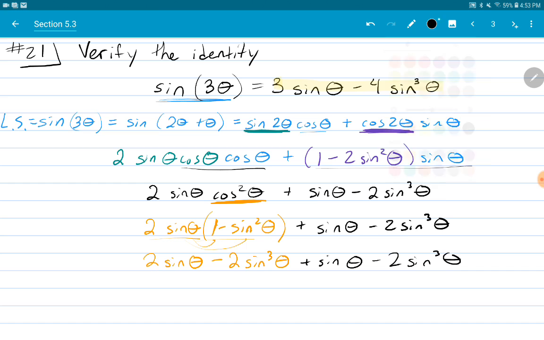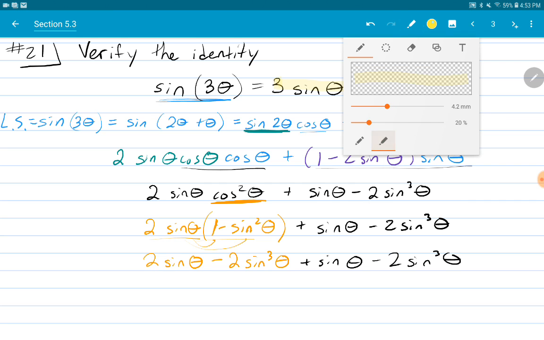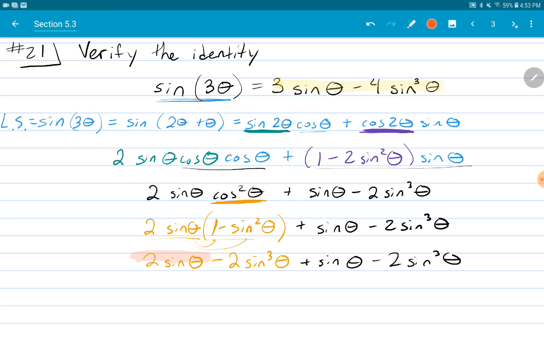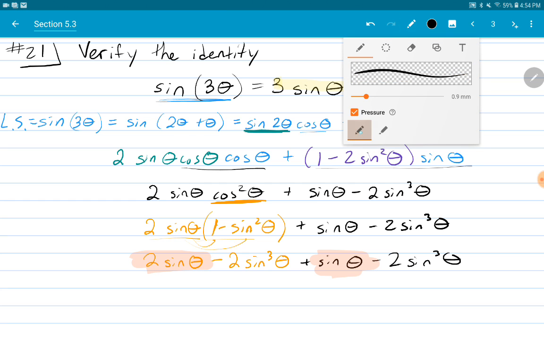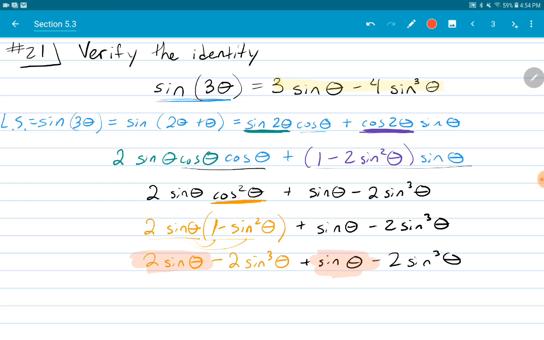So let's find out. Let's highlight our like terms. We have our sine theta with an exponent of 1. The base is sine, the exponent is 1. I can combine those, and that gives me 2 sine theta plus 1 sine theta equals 3 sine theta.